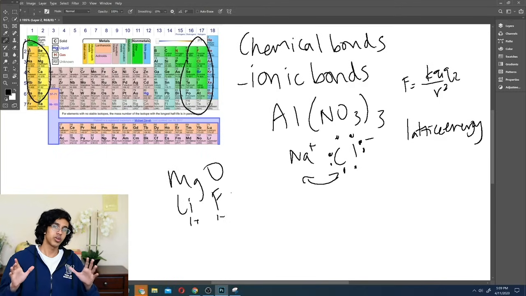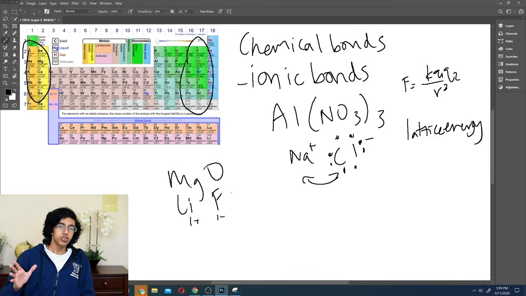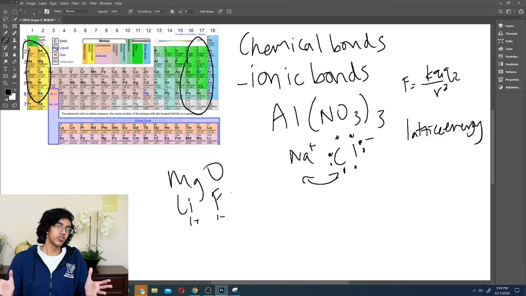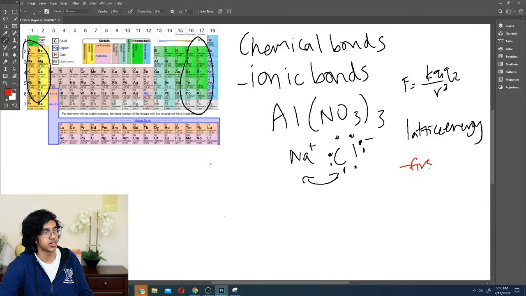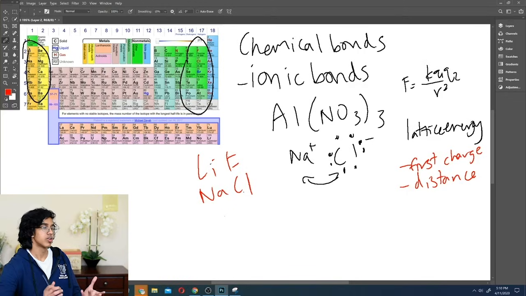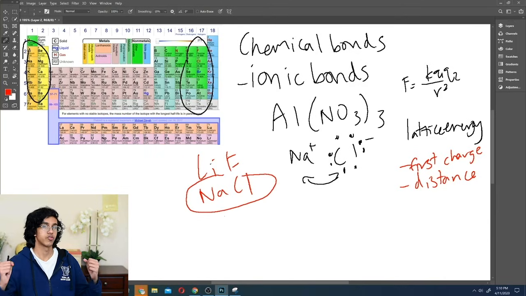Even though lithium and fluorine have smaller atomic radii, the radii don't matter as much, because the ratio between the radii is not a factor of 2 or anything crazy like that. So whenever you deal with lattice energy problems, first check the charge, and the one with the greater charge is going to have the greater lattice energy. After that, check the distance. First charge, then distance. For example, if you had LiF and NaCl, the NaCl ions are farther apart because their atoms are bigger, and they have the same charge, so NaCl is going to have lower lattice energy because they're farther apart and exert less force on each other.